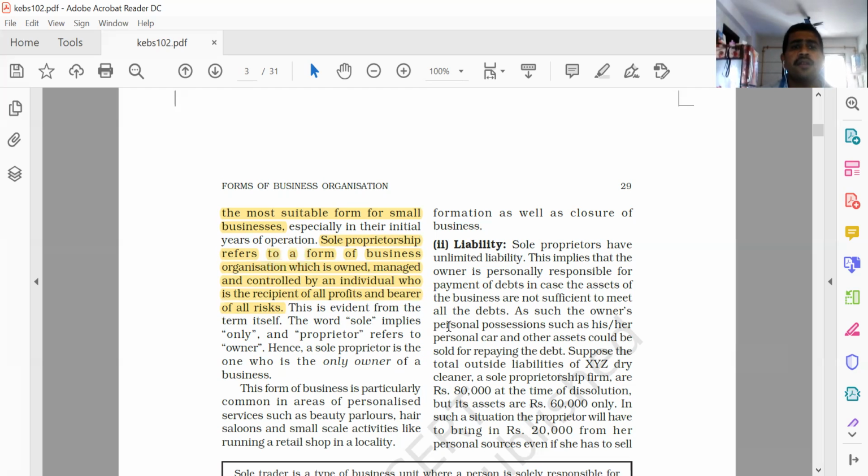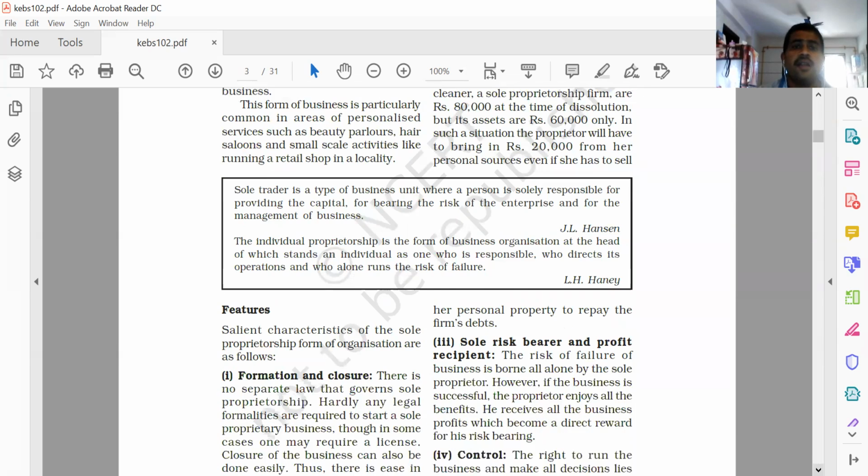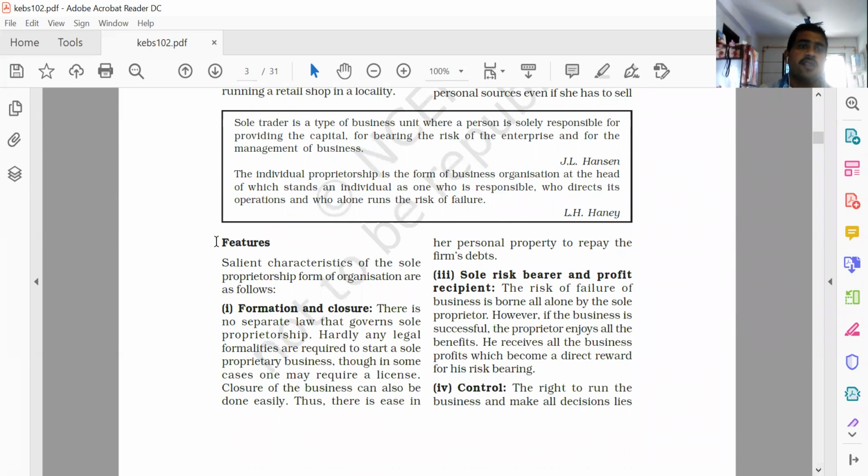This is evident from the term itself. The word sole implies only one person, and proprietor refers to the owner, only owner. Here, a sole proprietor is one who is the only owner of a business. So, I think it's very clear. This form is particularly common in areas of personalized service such as beauty parlors, hair salons, and small scale activities.